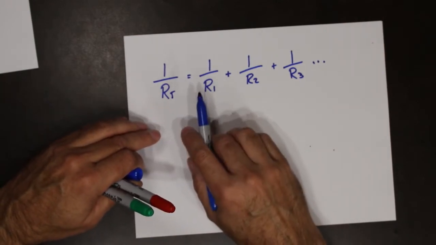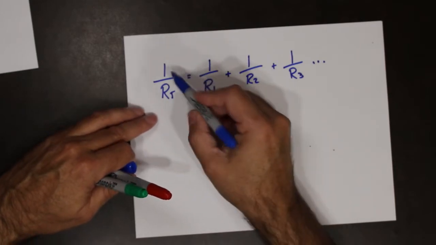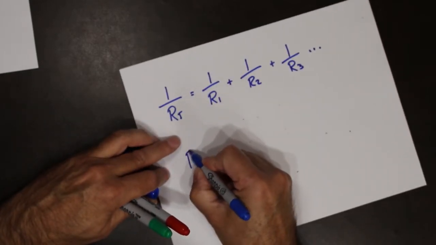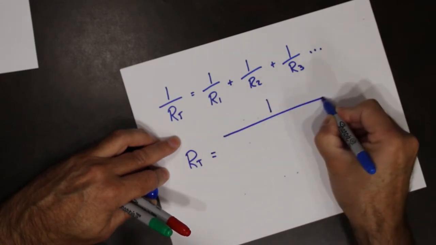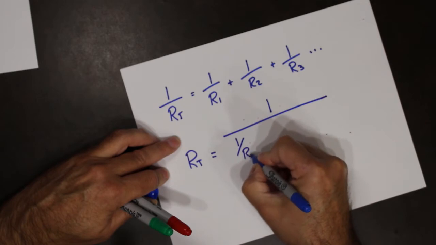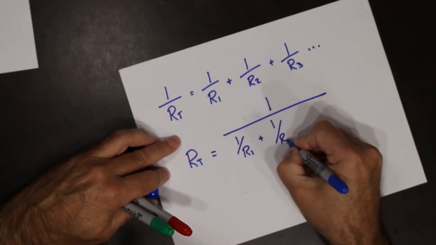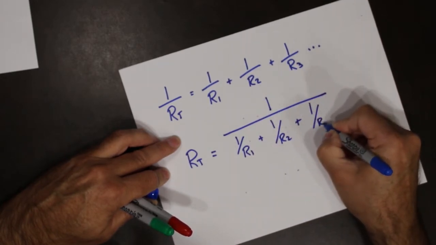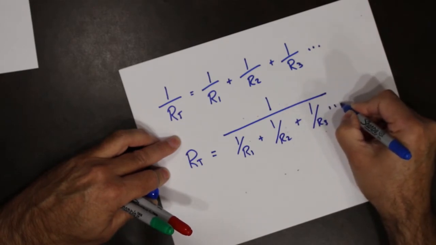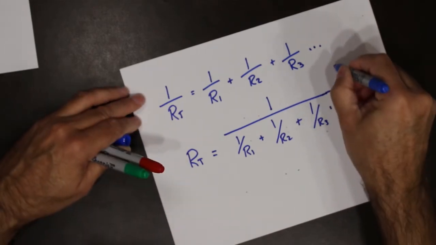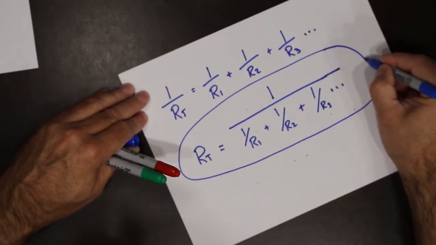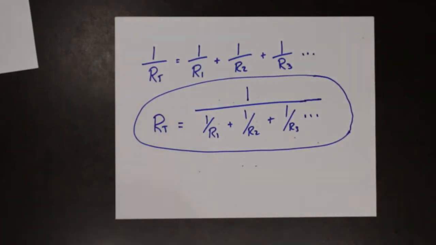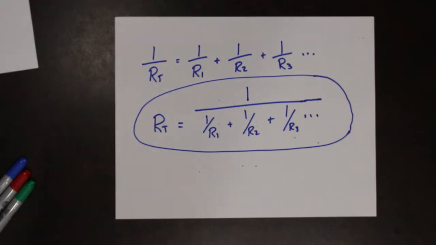Now, we just do a little bit of math arranging, and this works out to solving for R total: R total is equal to 1 over (1 over R1 plus 1 over R2 plus 1 over R3, and so on). This is the overall grand formula for calculating the total resistance in a parallel circuit.